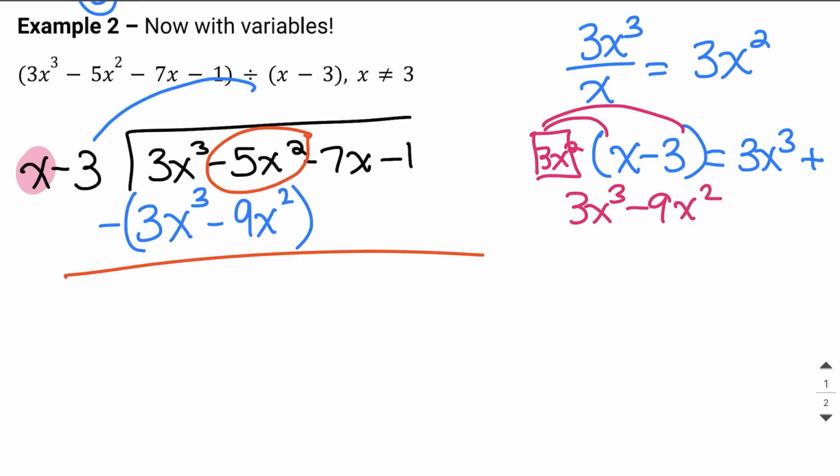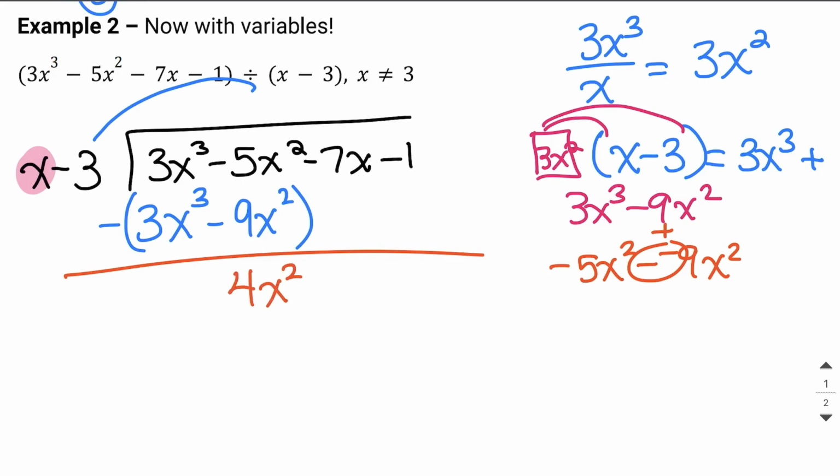So I'm going to write this on the side. So essentially, this is what we're doing. But minus a negative turns into a positive. So this would end up becoming positive 4x squared. And then we just bring everything down. Okay? And I'm really sorry, I think I lost this 3x squared right here. I didn't mean to erase that.